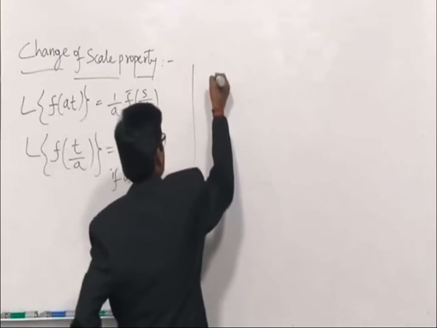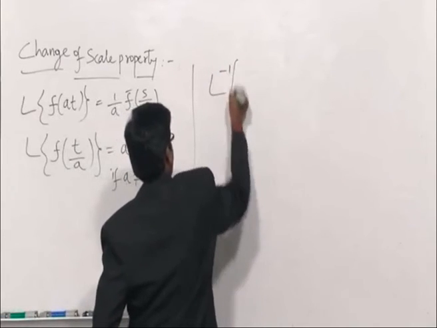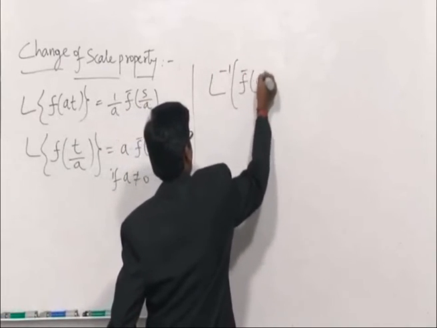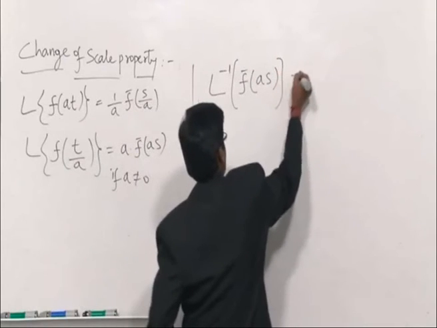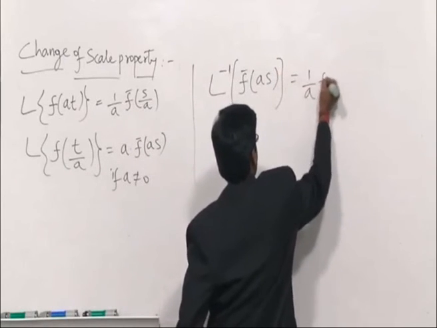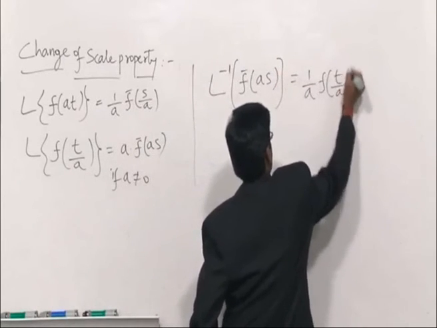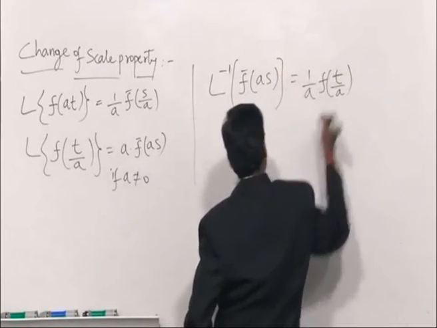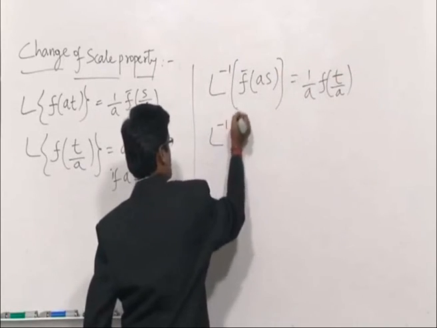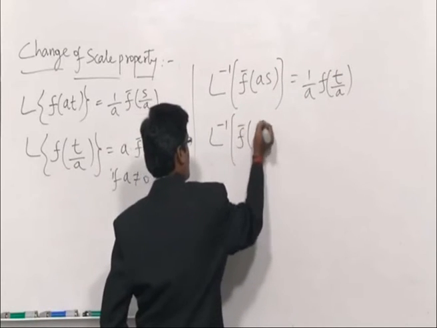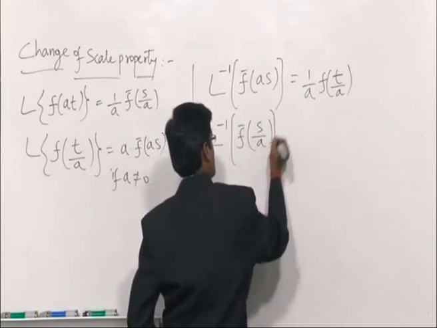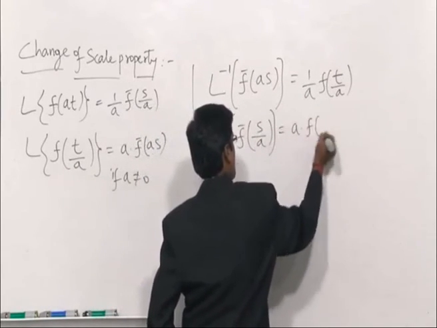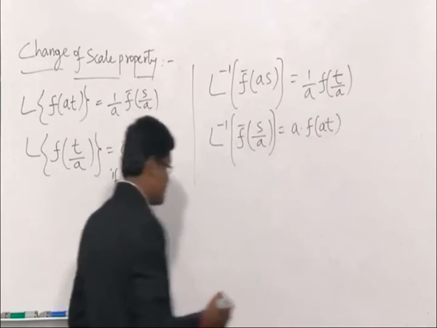So in inverse, L inverse of f bar of As is equal to 1 over A f of t by A. L inverse of f bar of s over A is equal to A times f of At.